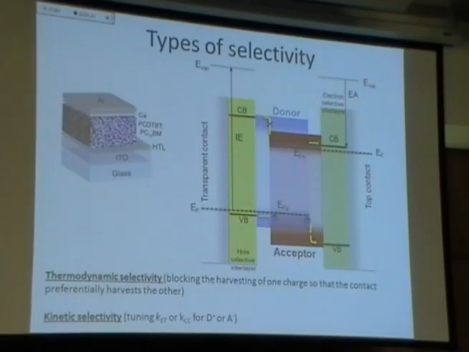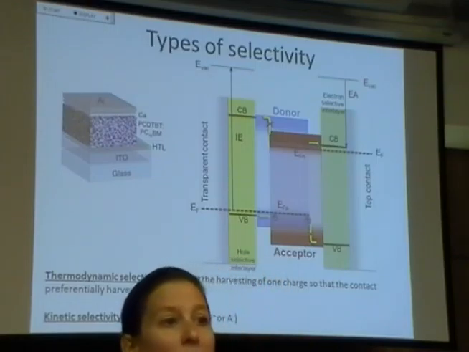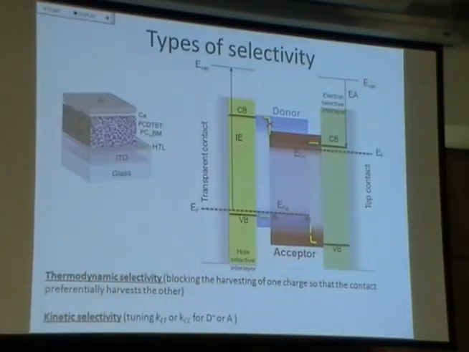Okay? Now what do I mean about kinetic selectivity? Well, this comes back to our history lesson from yesterday, this photogalvanic cell, right? We have a donor and acceptor in solution, and I harvest one charge because it just is collected faster at that electrode than the other charge. It's gone before the other charge even has a chance.